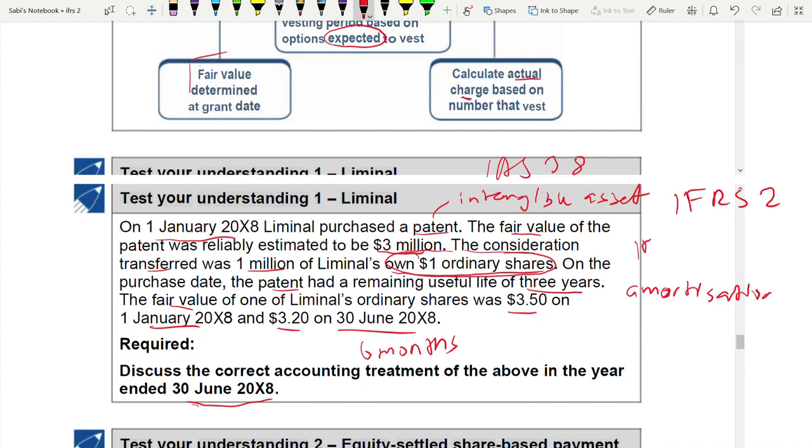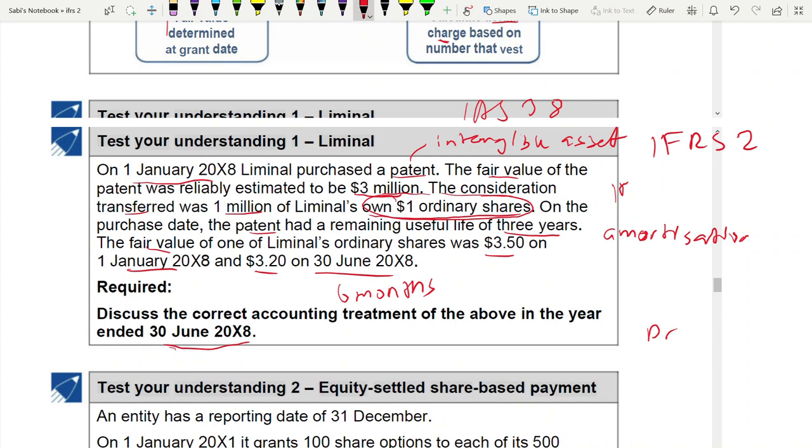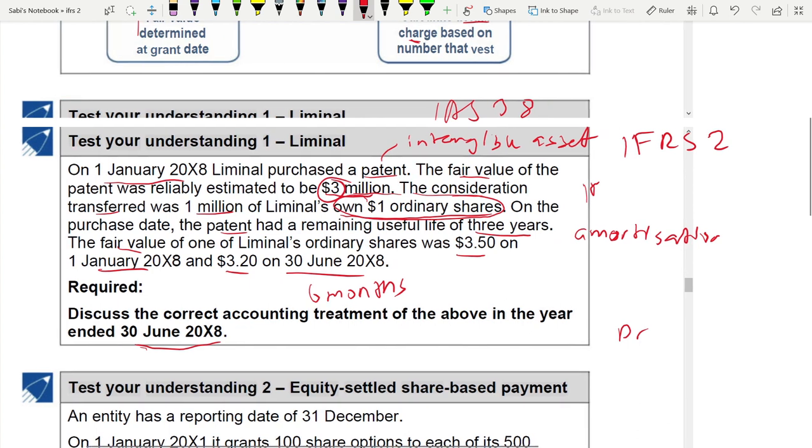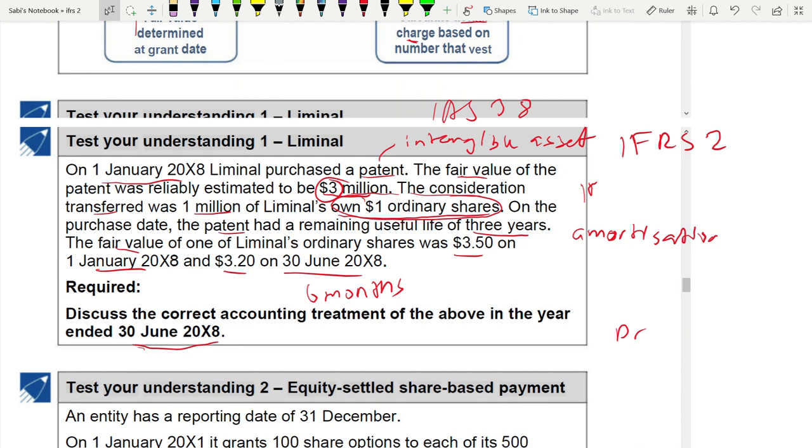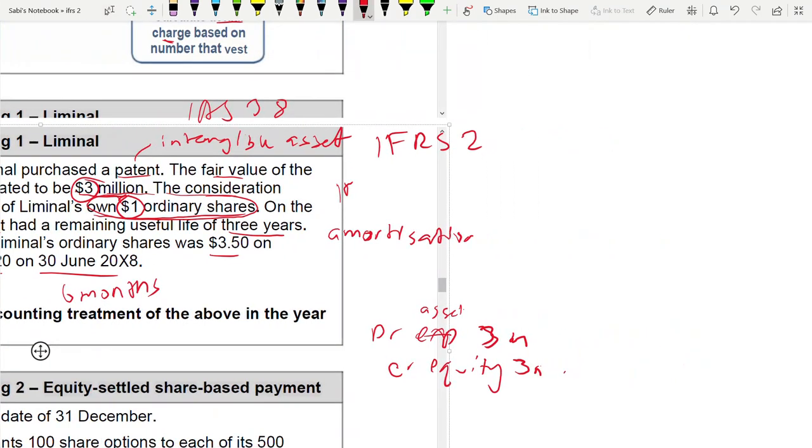Now, you have to recognize it at what? You have to debit the patent at what? 3 million, the fair value at the grant date. This is an equity settled share based payment, so you take the fair value at the grant date, which is 3 million. That is the fair value of the patent. So debit patent, 3 million, credit equity, 3 million. But remember, out of this 3 million, you have already given 1 million shares. So this 3 million will be divided like this: 1 million equity shares, and the 2 million is the share premium. Understand? Out of that 3 million fair value, 2 million is the share premium.